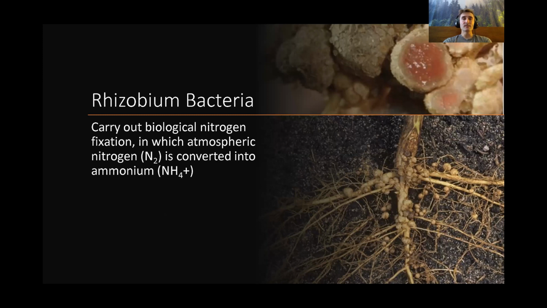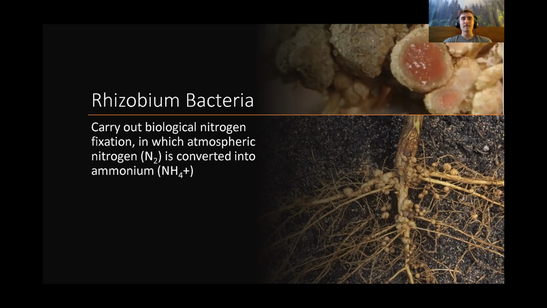This is a great adaptation because the Earth's atmosphere is almost 80% nitrogen. So it's widely abundant and easy to access. Most of the other plants need to absorb this nitrogen after it has passed through bacteria in the soil. But for legume plants, they have this special symbiotic relationship, mutual relationship with rhizobium bacteria.